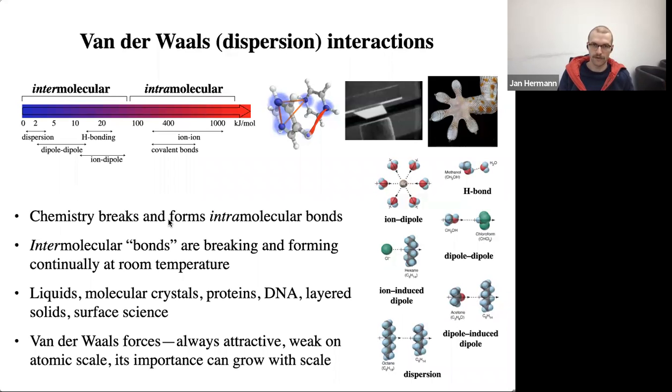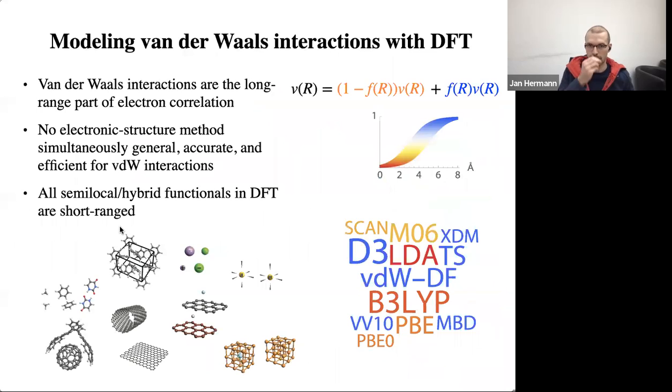Okay, so now about how to model Van der Waals interactions, or what people do. On the physical level, the Van der Waals forces really originate from correlations in the motion of electrons in molecules and materials, and specifically from the long-range part of these correlations.